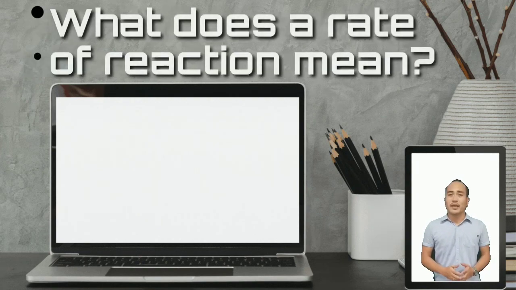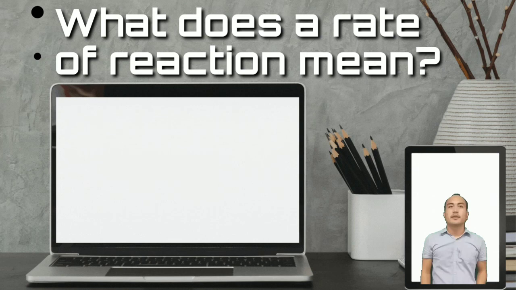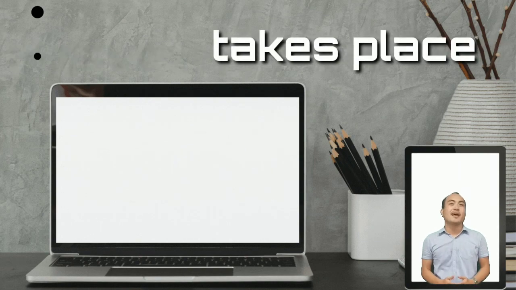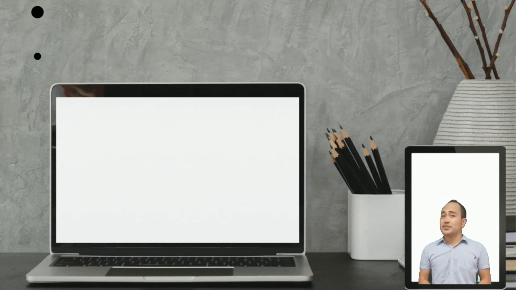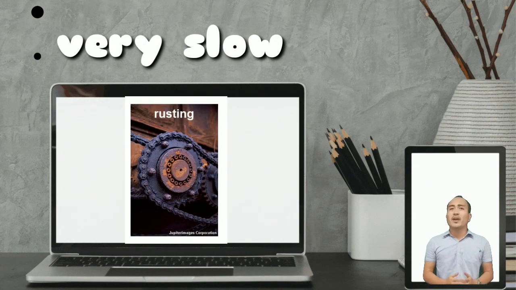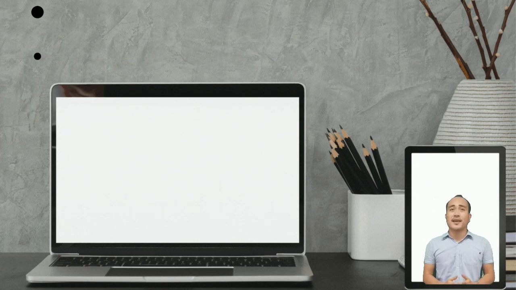So what does rate of reaction mean? The reaction rate or rate of reaction is the speed at which a chemical reaction takes place. The speed of different chemical reactions varies usually. Some reactions are very fast and others are very slow. But why are some reactions faster than the others? What then determines the rate of reactions?